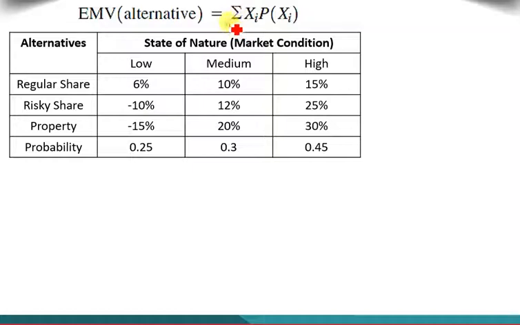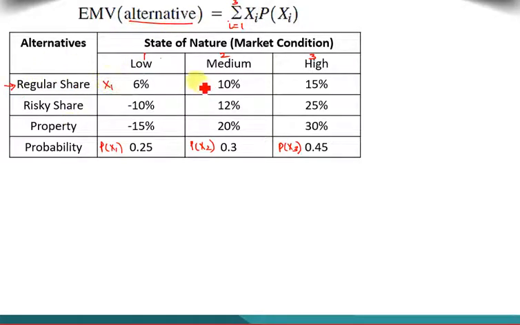As we know, states of nature are three: low, medium and high. So we make it from i from 1 to 3. Okay, and this is probability for x1, probability for x2, probability for x3, and we are now calculating EMV for each alternative. So let's start with regular shear.